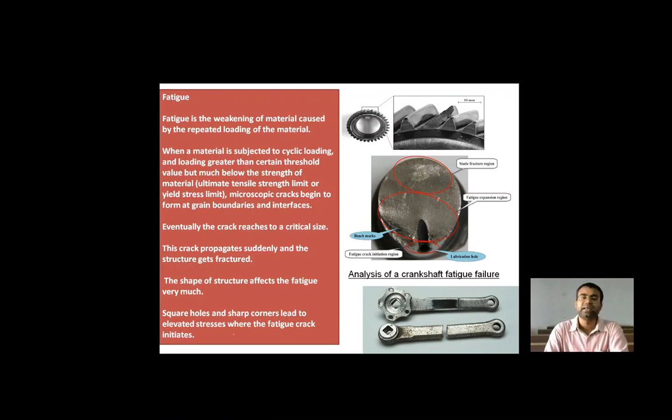Fatigue is due to the weakening of the material caused by repeated or cyclic loading, as you can see in this figure. When a load is applied over a certain period of time on a component, it will have a tendency to break that material. And when a material is subject to cyclic loading greater than a certain threshold value, but much below the strength of the material, that is the ultimate tensile strength limit or the yield strength, microscopic cracks begin to form at a grain boundary or interface, and eventually the crack reaches a critical size.